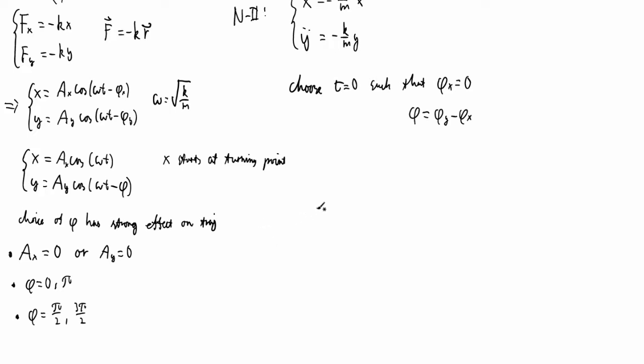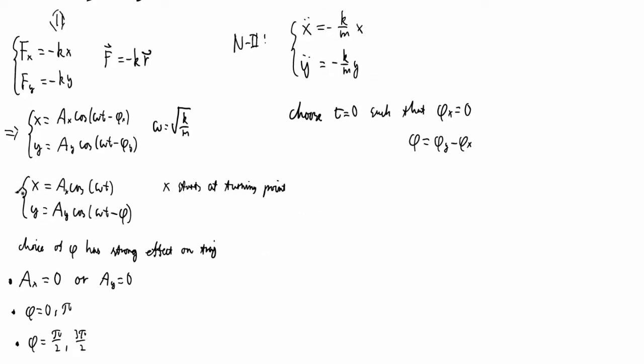Now, if we look at the solutions here, we can see what kind of motion these correspond to. If a sub x or a sub y equals 0, then we have motion only along a coordinate axis. Only one of the oscillators is moving.